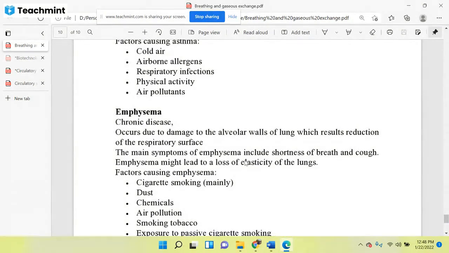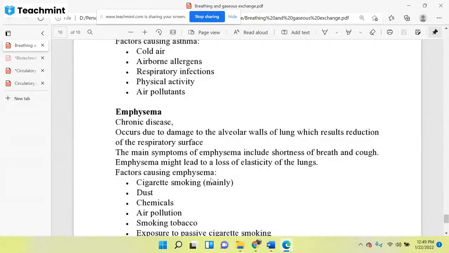Emphysema might lead to the loss of elasticity of the lungs. You know that the lungs expand and become relaxed, and due to this expansion and relaxation, air fills in the lung, and from there our blood collects the air. So what will happen due to this loss of elasticity of the lungs? Whatever air the lungs have to inhale and exhale will not be in proper amount. So shortness of breath will occur.